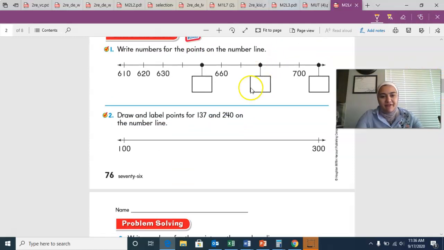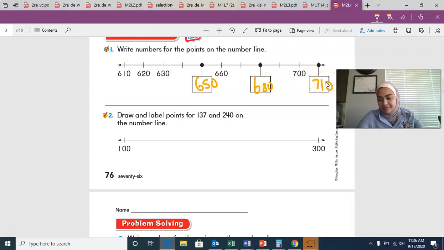So here you're filling in points on the number line. So this is 610. We have to figure out what they're counting by. 610, 620, 630. What do you think they're counting by? They're counting by tens. Good job. 610, 620, 630, 640, 650. Good job. 660, 670, 680. Good job. 690, 700. 710.